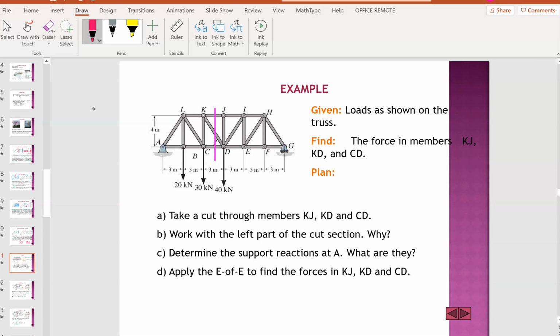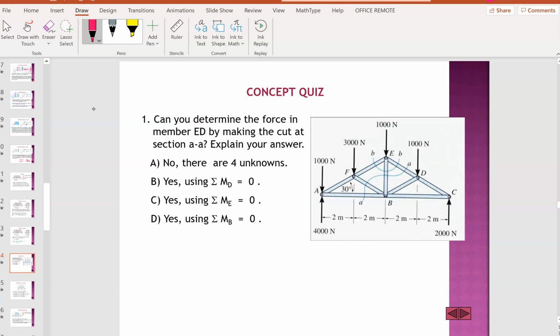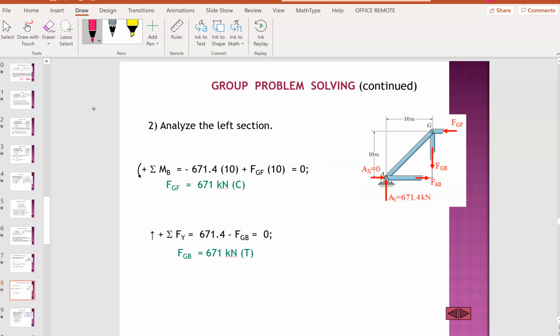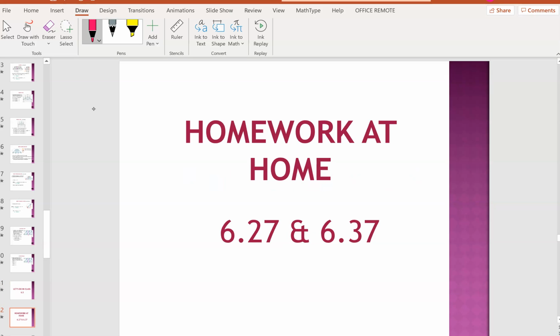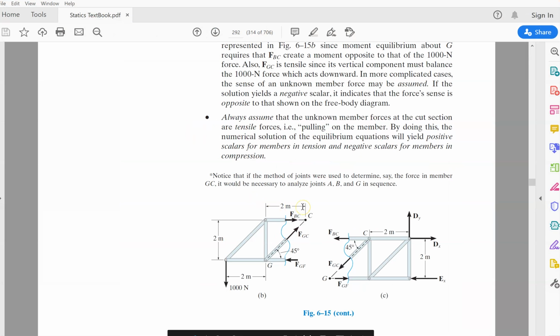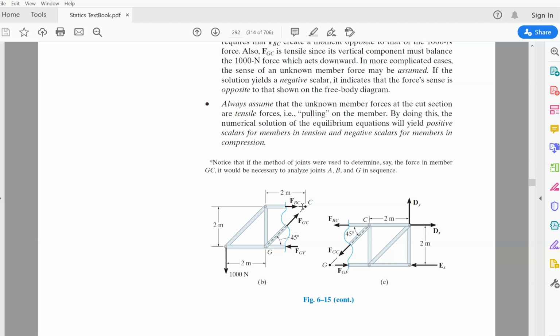Like what I have told you, I always solve examples from the textbook because it's a bit more challenging. You can look at this example by yourself, and then there's also group solving. You can just have a look at it. So let's do example 6.5 in the class now, and your homework will be 6.27, 6.237. You can find the answers on the e-learn. Okay, let's go to the example. This is from your textbook, page 294.